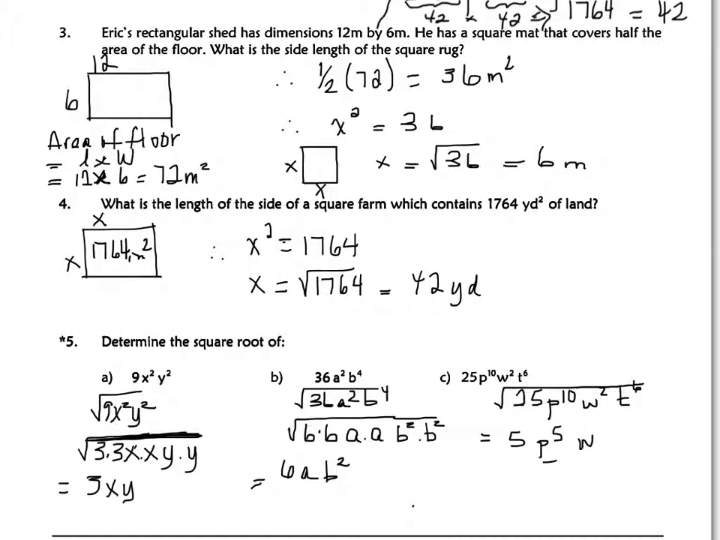And w times w gives you w squared, so the square root of w squared would be w. And the last one, you would need t to the 3. Generally speaking, whenever you have a variable to an exponent, when you're looking for the square root, it is basically taking half of that exponent. So 5p to the 5 w t cubed would be your answer.